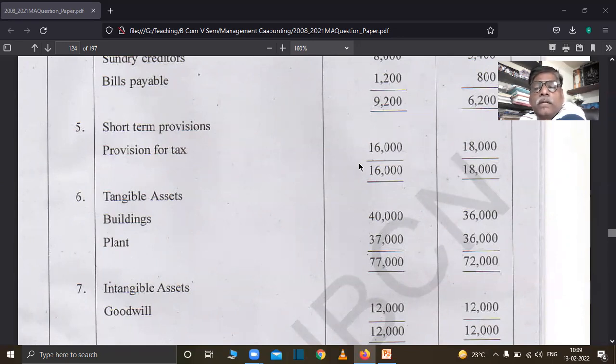Tax paid comes in the debit side, to bank, close it, and provision for tax will be found. Okay. Then tangible asset, building 40,000, 36,000.